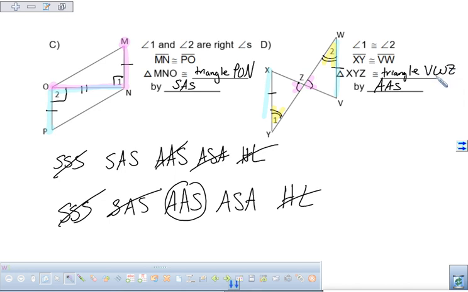Make sure these letters are capitalized. Make sure you write triangle in front. And yes, the order matters. X had no marking. Then we went down a side that had a tick mark to an angle that had two arc marks to an angle that had one arc mark.